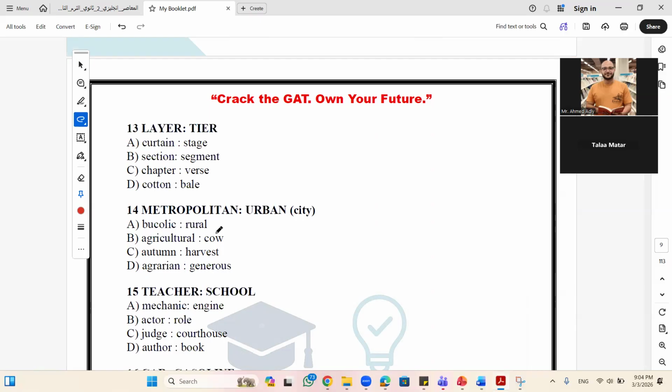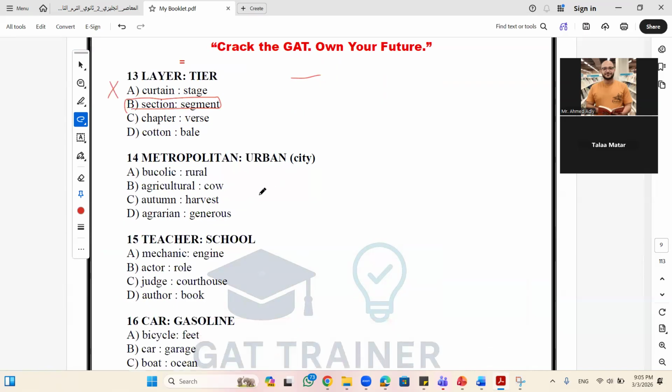Layer and tier. Is it chapter and verse? Layer and tier. It is okay. So let's build a relationship here. Build the analogy sentence. What is a layer? They're synonyms, the same meaning. But chapter is the whole, and verse is a part. The right answer is section and segment. Both mean parts. So tier is a layer of something. Let's go. 14.